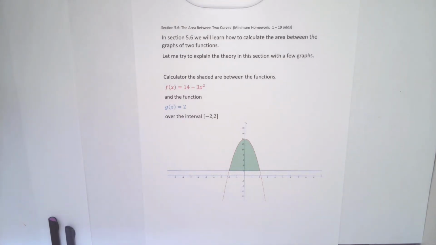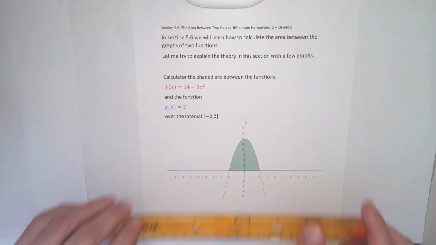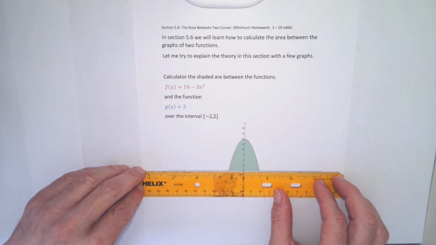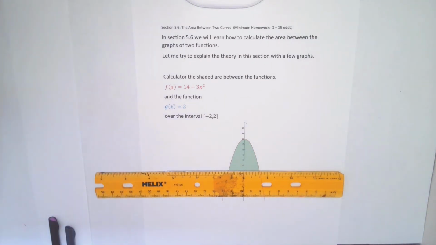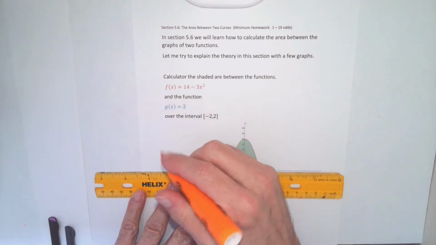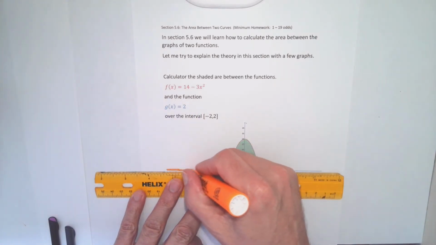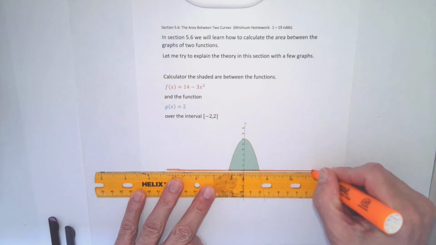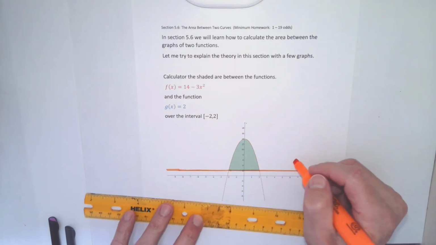Anyways, in section 5.6, we're going to be trying to find an area that's between two graphs. Not between the graph and the x-axis like we've been doing, but physically between two graphs. What's drawn on the screen right now are two graphs. The horizontal line is drawn in blue, but it's not showing up so well. That's the graph of just g of x equals 2.